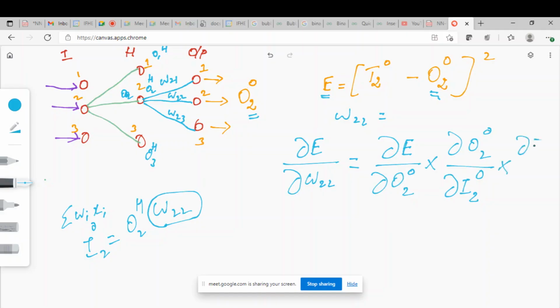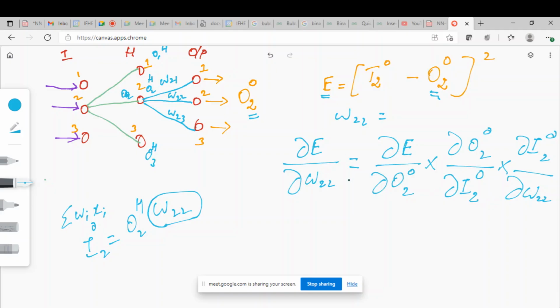Input depends on what? Input is a function of what? Weight. Okay, so here it will be like this. Are you getting? So this is the chain rule. If you want to update this weight, and if you modify this weight, how much will this error change? If you want to see that, then we have to solve this equation. Okay, so that is the whole logic.